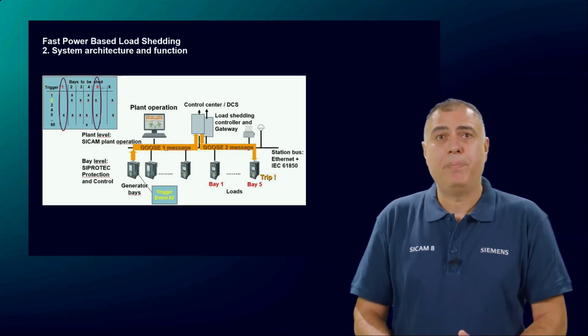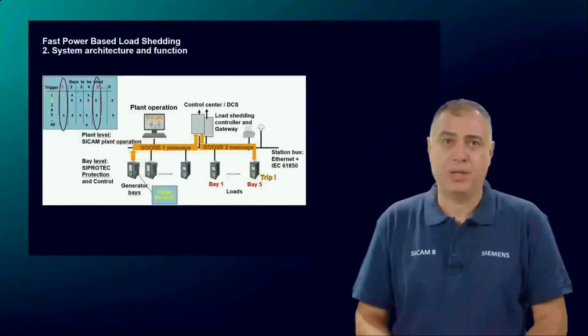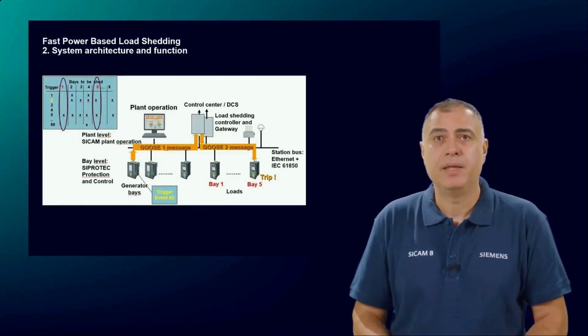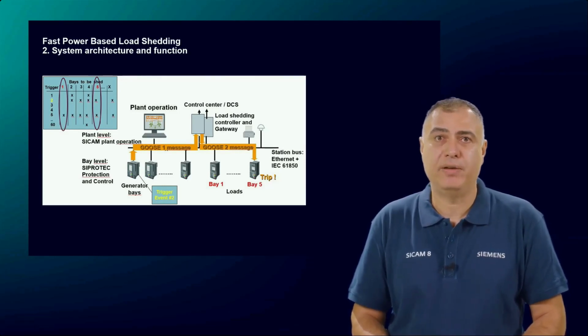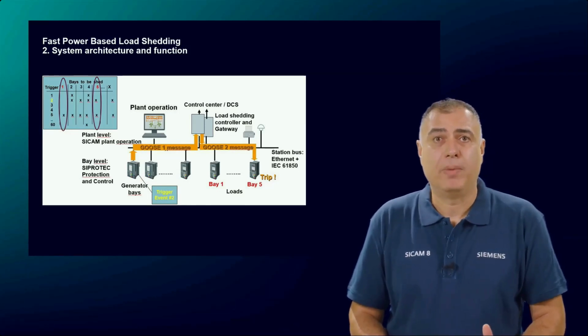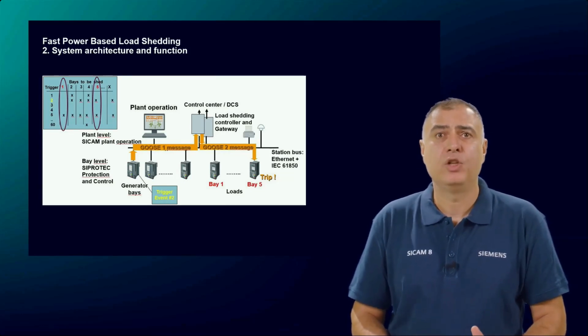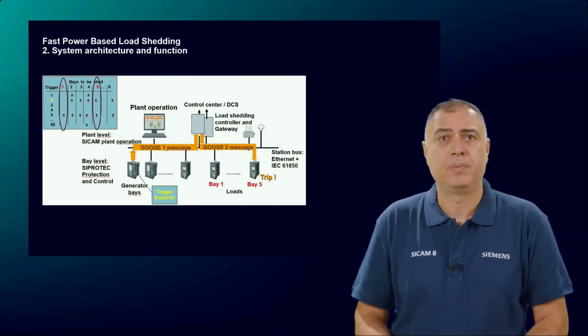This slide shows the basic system architecture of a SICAM fast power-based load shedding solution. As you can see, the contingency relays, the load shedding controller, and the load relays are connected to the same network. In addition, there is also an HMI from where the operator can get all required information about the load shedding function. At the HMI, the operator can also assign a priority information to each individual load.